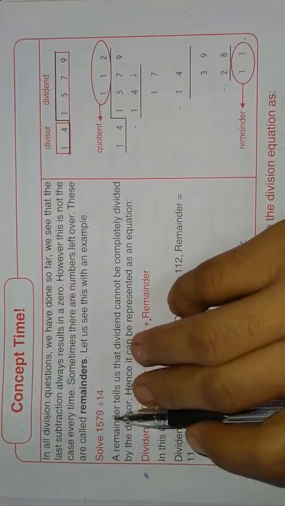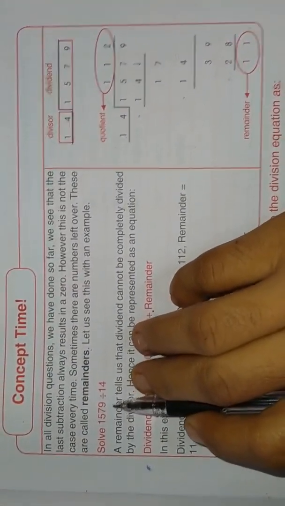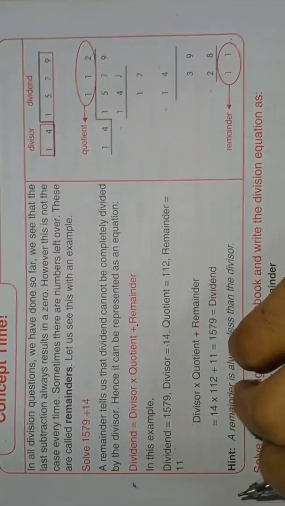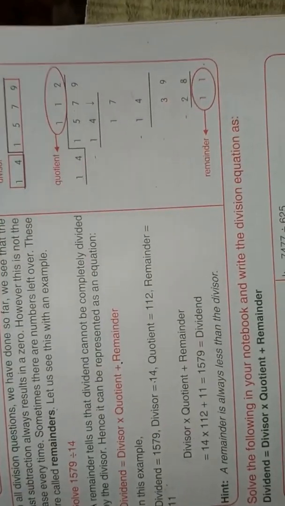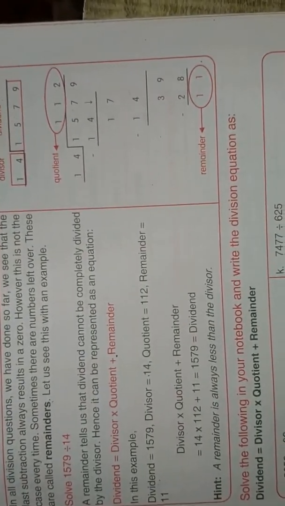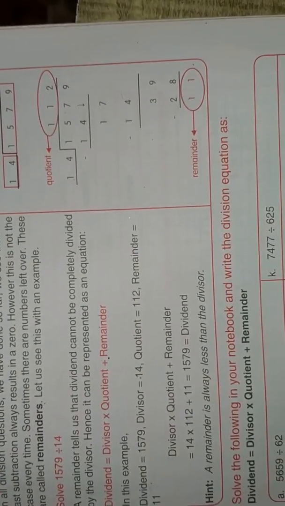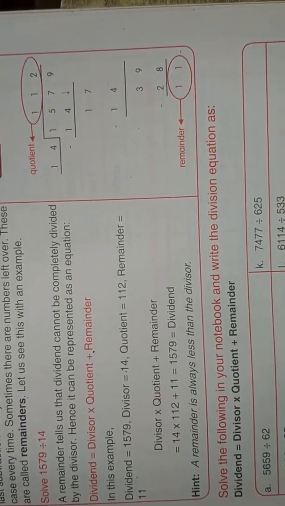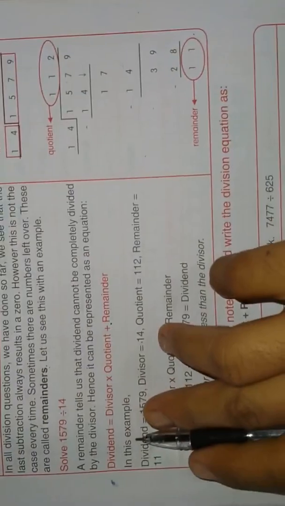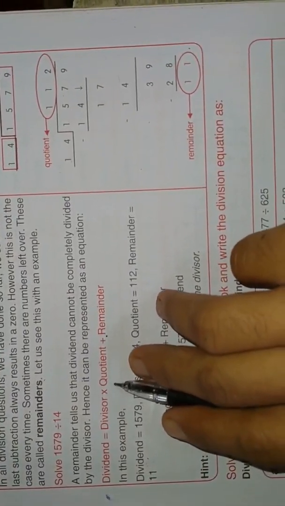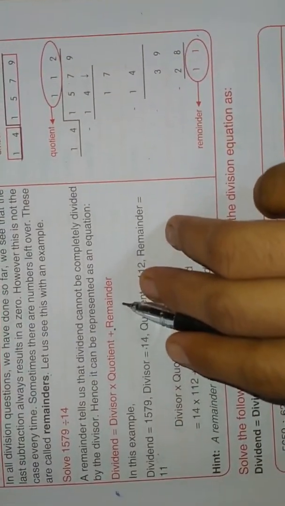So here is one example: 1579 divided by 14. A remainder tells us that the dividend cannot be completely divided by the divisor, so it can be represented as quotient. So the dividend is equal to divisor into quotient plus remainder, so we'll get the dividend.